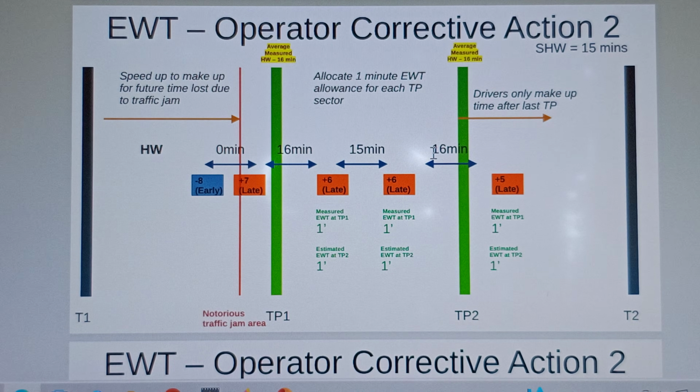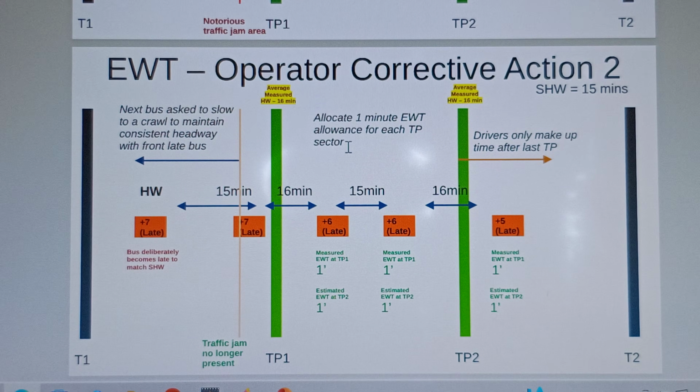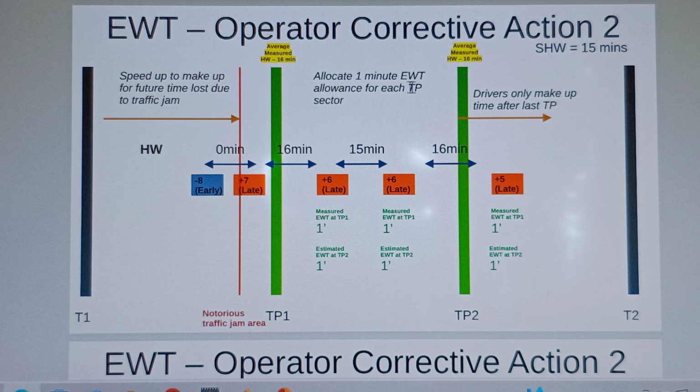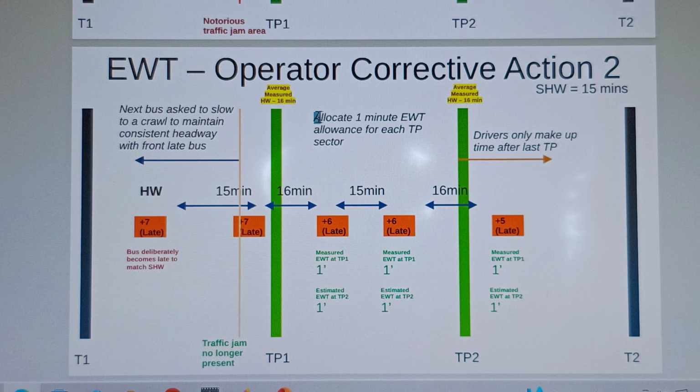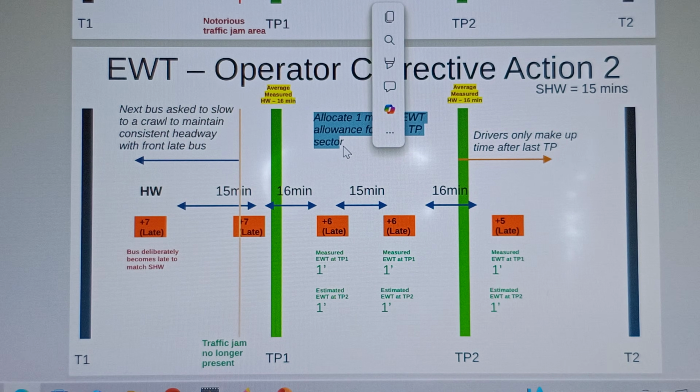Okay, so this one is basically the driver's normal actions. It's the speed up to make up for future time loss due to traffic jam. But this one is basically the allocate 1 minute estimated waiting time allowance for each TP sector. This is still the same.